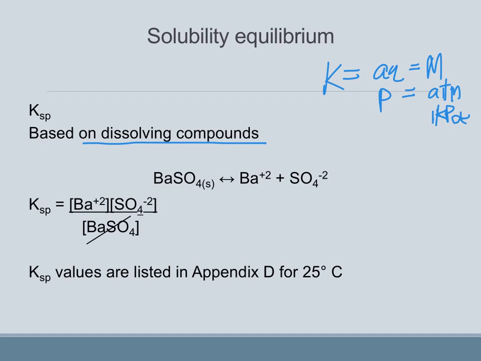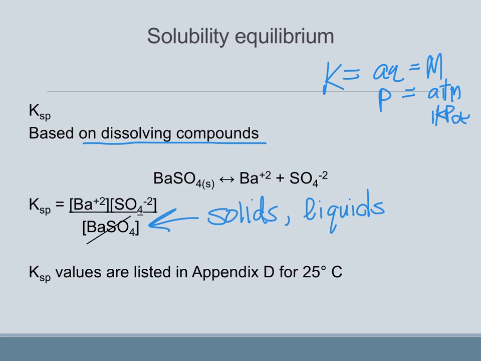And now you see a solid. There were different states of substances that you will cancel. We will cancel solids and liquids. These do not contribute to the K value because they're assumed to have no changing value, they stay the same.